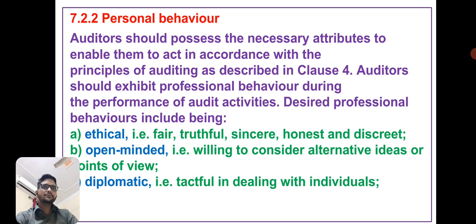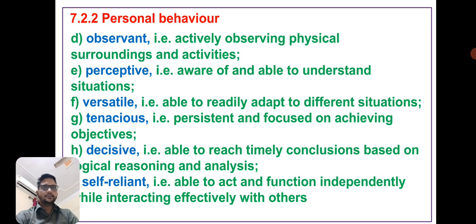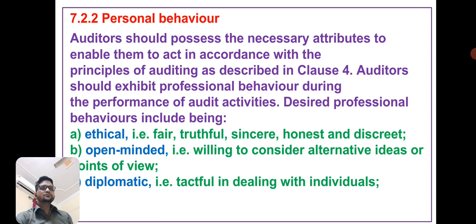Next clause is 7.2.2, that is personal behavior. Auditors should possess the necessary attributes to enable them to act in accordance with the principles of auditing as described in clause number 4, that is principles of auditing management system. And auditors should exhibit personal behavior during the performance of audit activities, including professional behavior, being ethical, that is personal behavior and professional behavior.